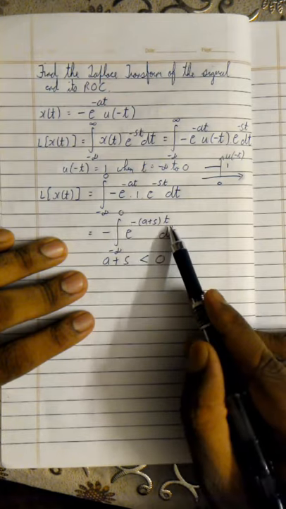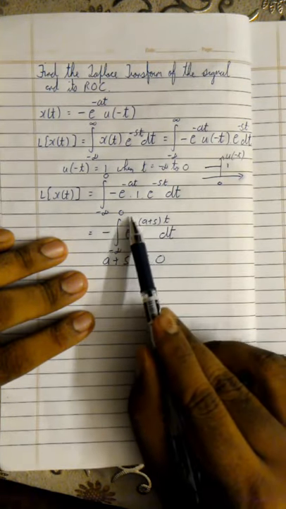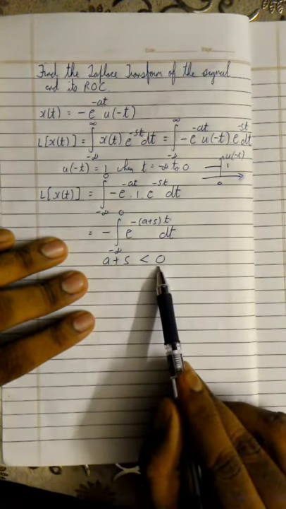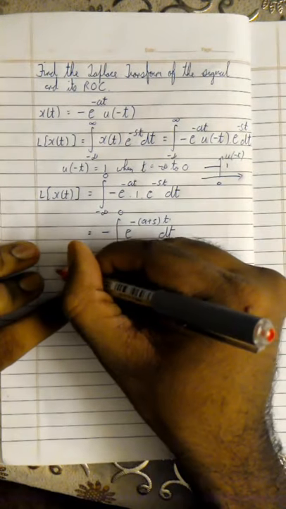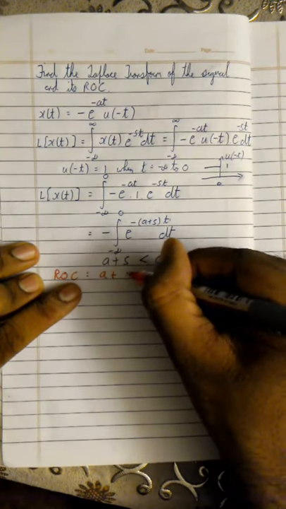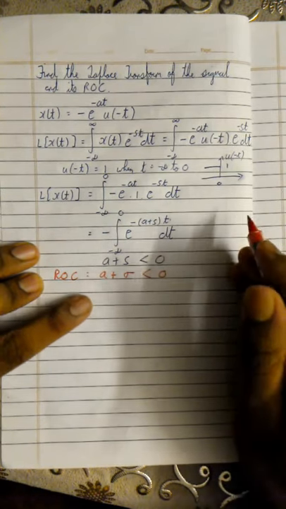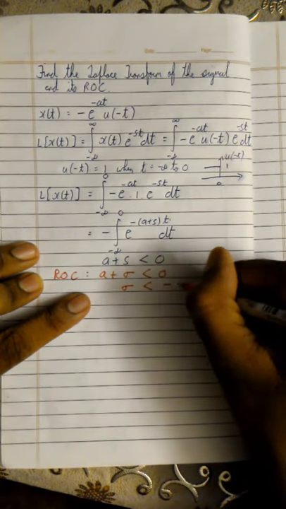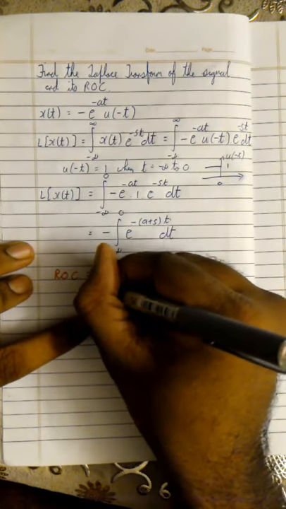So this minus sign with this negative t, you will get a positive value, right? So if you need the power of the exponential function to be negative, then a plus s must also be a negative value. So from here I can find my ROC. That is, a plus sigma, the real part of s, must be less than 0. Or in other words, sigma must be less than minus a. This is my region of convergence.